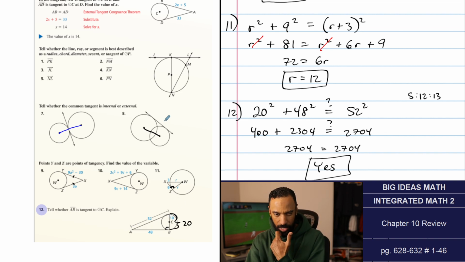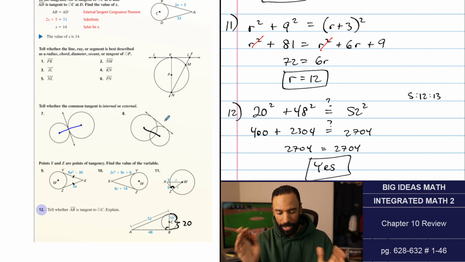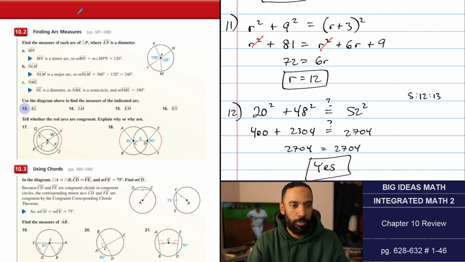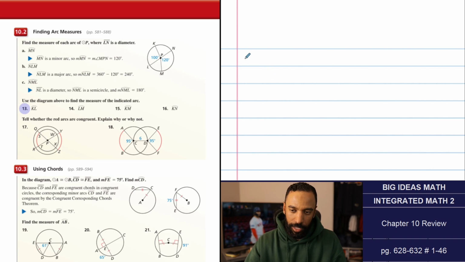Only at a right angle does that happen. So that's a biconditional theorem. Its original theorem is true, its converse is true, and that's what we tested there. That's probably the end of 10.1. It is indeed. Let's move on to section 10.2, finding arc measures.